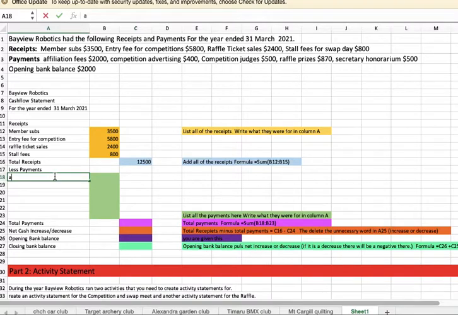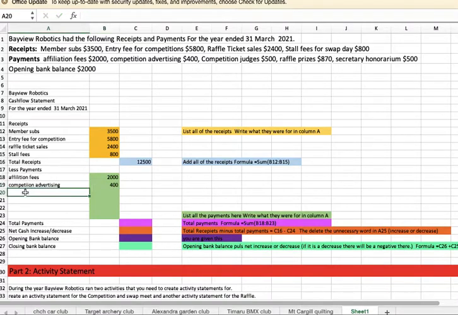Now, affiliation fees. They are a payment made to like a big national or international club body that the club might belong to. So there might be a national organisation of robotics clubs, and that's what Bayview Robotics would be paying into. Okay, competition advertising was $400.